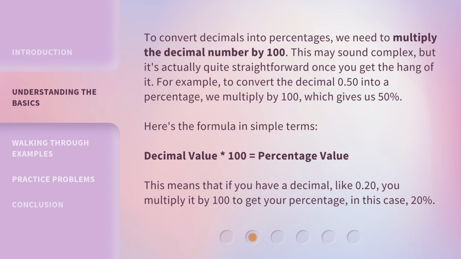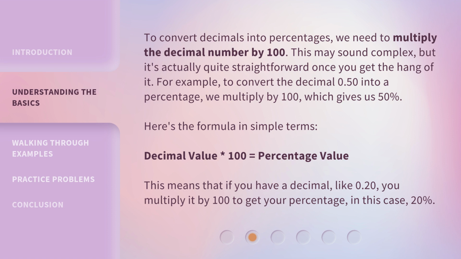To convert decimals into percentages, we need to multiply the decimal number by 100. This may sound complex, but it's actually quite straightforward once you get the hang of it. For example, to convert the decimal 0.50 into a percentage, we multiply by 100, which gives us 50%.